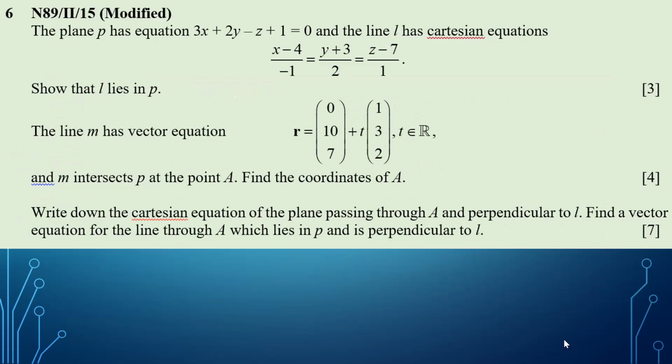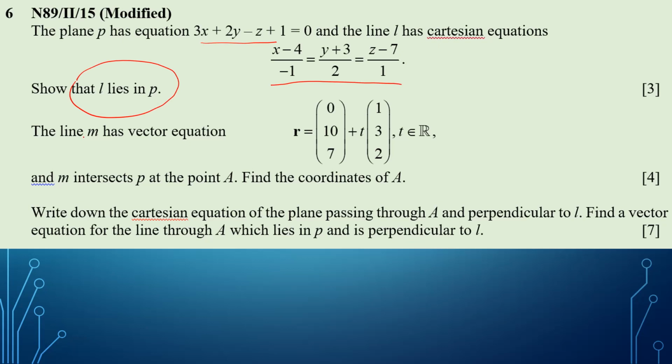Okay, Vectors 5, question number 6. This question has a few parts. The first part is that you have the equation of a plane given in Cartesian form, and the equation of a line given in Cartesian form. Your job is to show that the line L lies in the plane P.